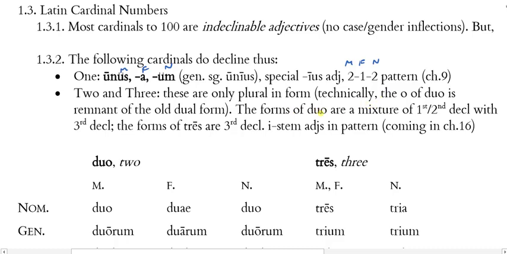Now the forms of duo are a mixture of first and second declension with third declension. When we look at the paradigm, you'll see what look like the normal first and second declension forms, as well as some of our standard third declension forms. And then the word for 3, tres, these are third declension i-stem adjectives in their pattern. We don't actually know the adjectives that are i-stem; that's coming in chapter 16, but we have been introduced to i-stem nouns of the third declension. You can just go back to chapter 14 if you want to review that.